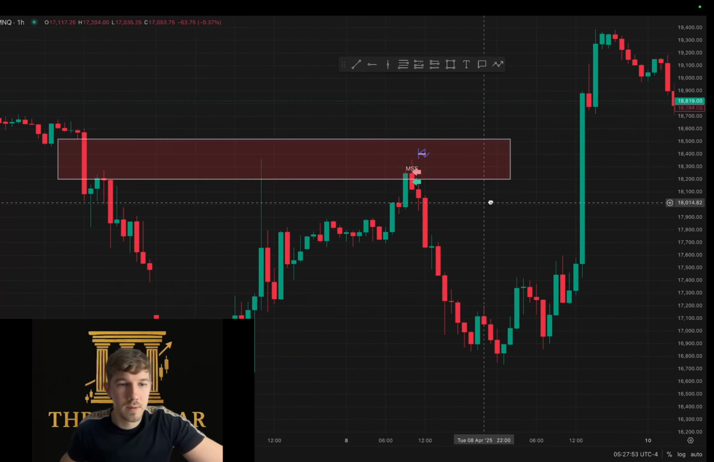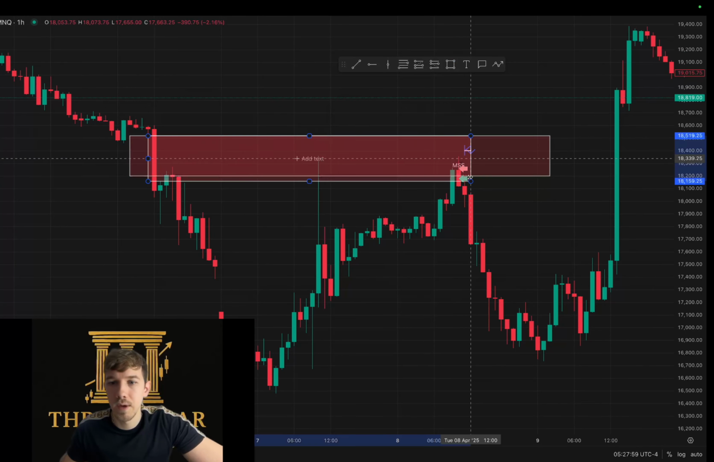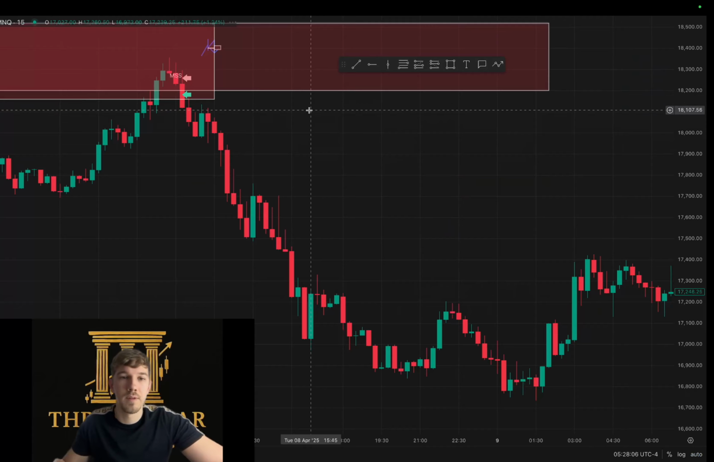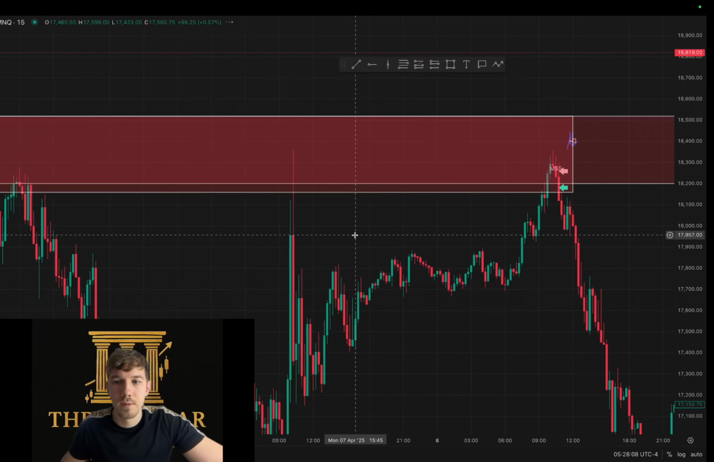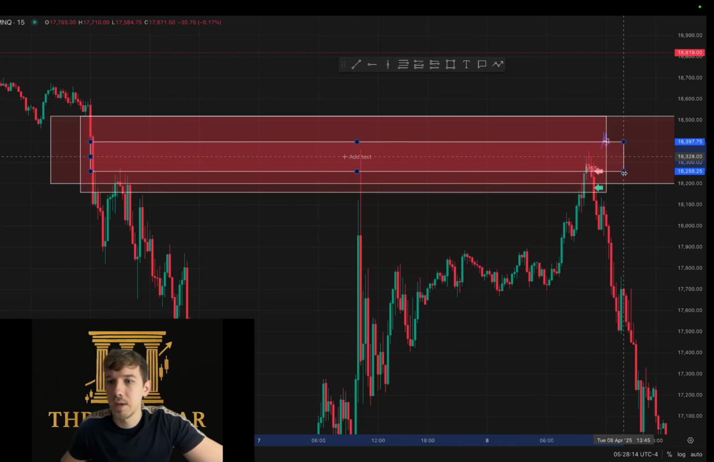The 1 hour also tapped into the same area, 1 hour fair value gap. So that's 3 time frames already that we are bearish on. So we'll look at the 15 minute, and again, swept into a 15 minute fair value gap.